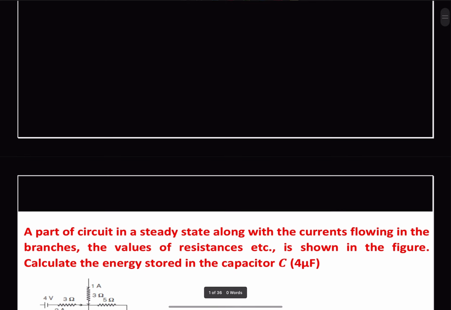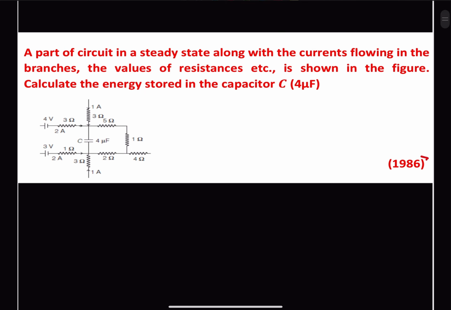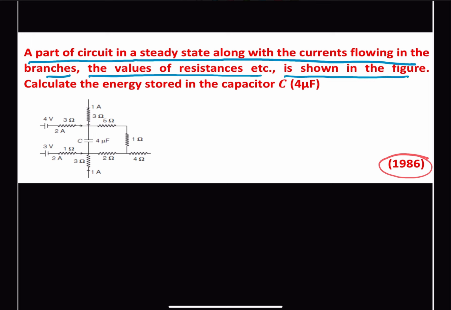So in the first question, which was asked in the year 1986, it states that a part of a circuit in steady state along with the current flowing in the branches, the value of the resistance etc. is shown in the figure. Calculate the energy stored in the capacitor C, whose value is given as 4 microfarad. So a circuit is given to us, which consists of only one capacitor and a network of resistances, and various values of current are also given in it.